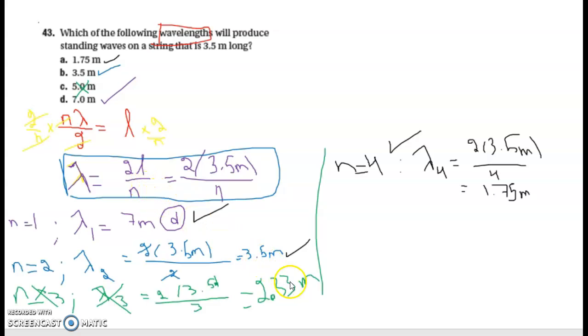We're not going to obtain 5 meters because as n increases, lambda decreases. So 5 is already greater than 3.5 and 2.33. That's why we can eliminate it. So we're left finally with A. Now we take n equal to 4. Lambda 4 is 2 times 3.5 over 4. It's 1.75 meters. So yes, it is approved here.